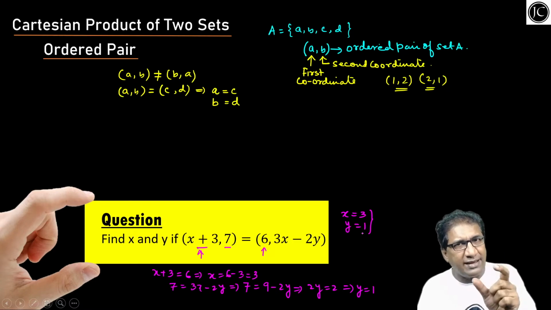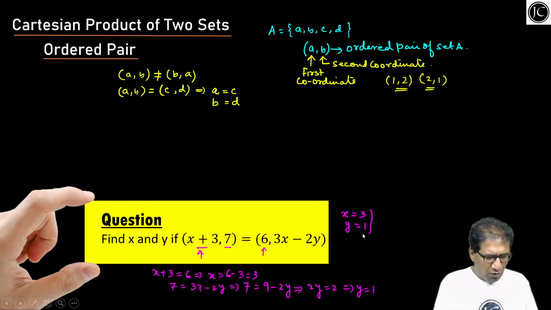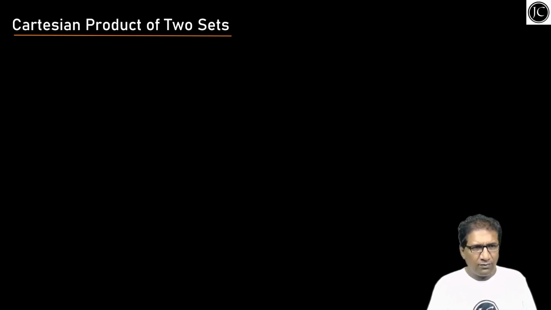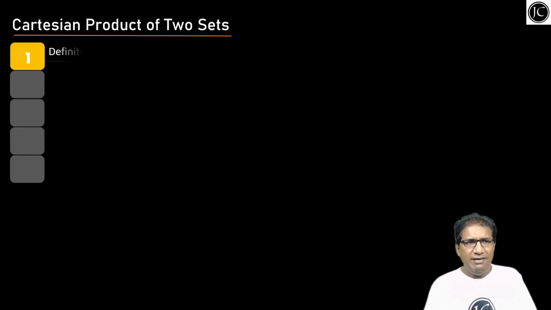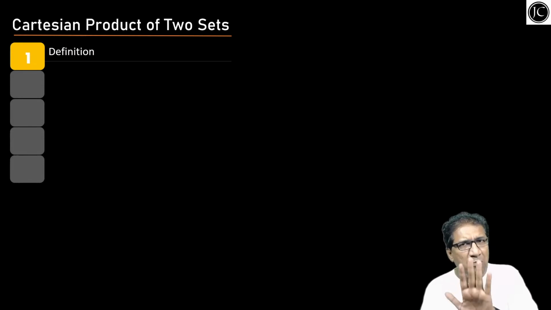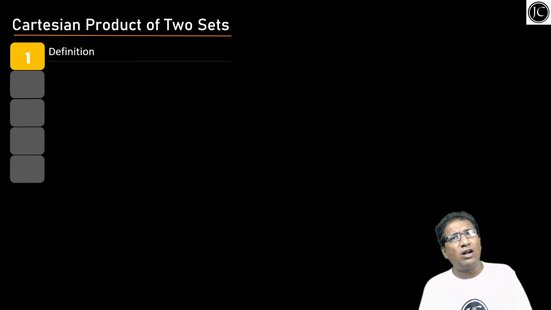Of a particular set. Okay. Now let's move forward, which is called your Cartesian product of two sets. यहाँ पर we will discuss 5 most important points on Cartesian product of two sets. बच्चों Cartesian product of two sets किसको बोलते हैं? What is the definition of Cartesian product of two sets?